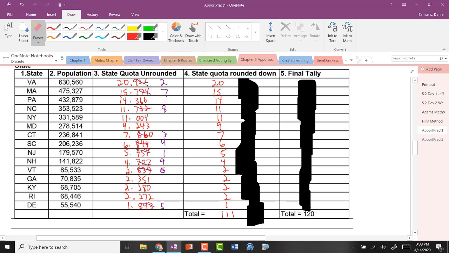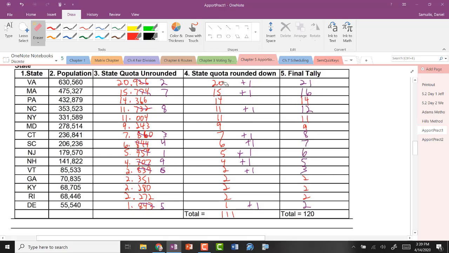Then 0.926, Virginia is the second one. And then the third one, 0.860, is Connecticut. So on and so forth until we assign 1, 2, 3, 4, 5, 6, 7, 8, 9 seats based off of the largest fractional parts. So there you go. There's the new final tally of who gets the leftover representatives.